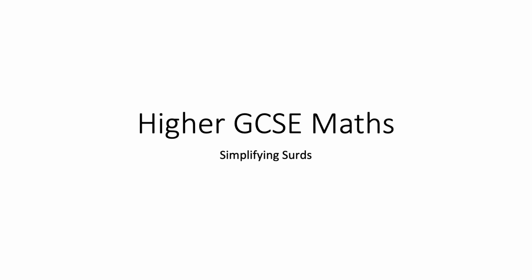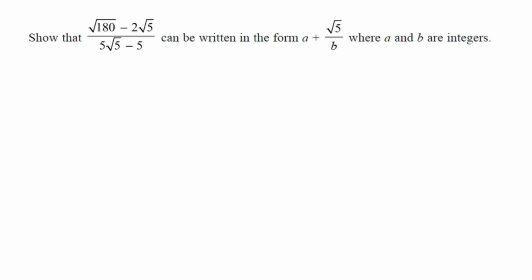Hello, so in this video we will be looking at a higher GCSE maths question with a focus on simplifying surds. So this is our question here. We need to show that this surd can be written in this new format where A and B are integers. So we're going to be looking at simplifying surds, and as you can tell here as well, we are also going to be rationalising the denominator. As you can see here, there is no surd in our denominator.